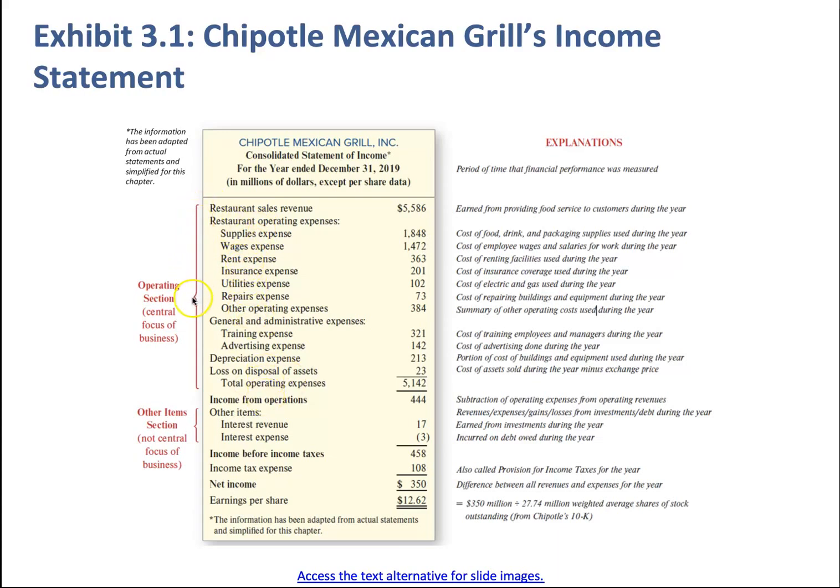The first section of this income statement is called the operating section, which is the central focus of the business. So these are accounts that are affected by the central operation or central business of the company. The second category is other items. Other items are not the central focus of our business. For example, if we earn interest revenue or if we pay interest expense, those are not from selling beverages or foods by Chipotle. So they are not Chipotle's day-to-day operation.